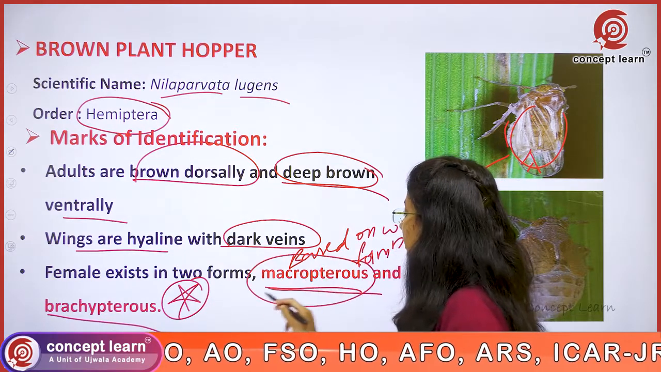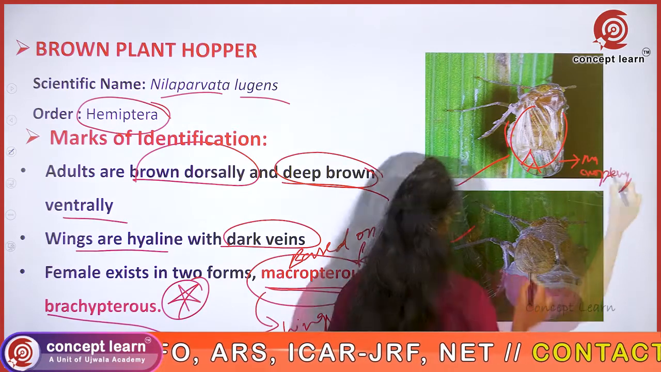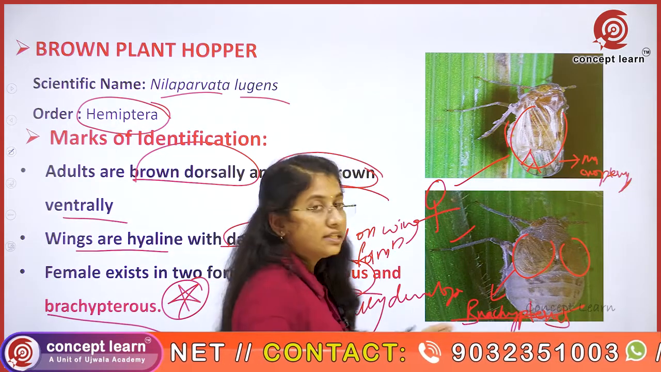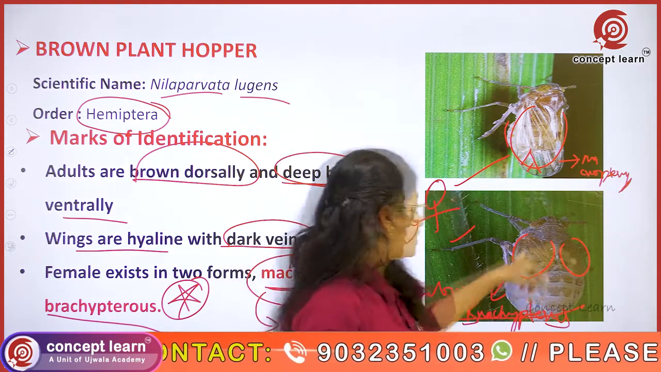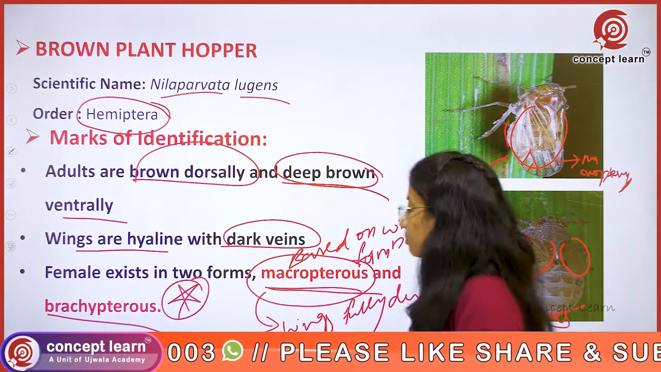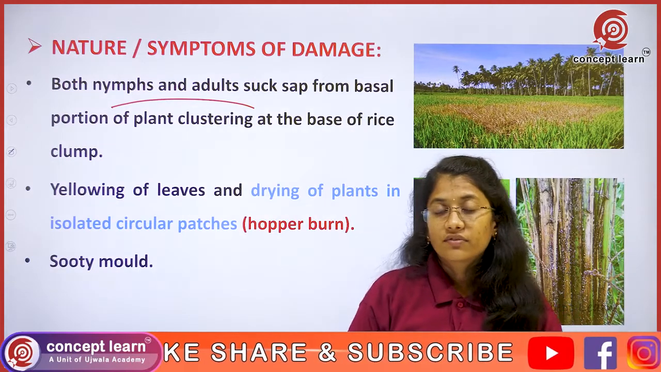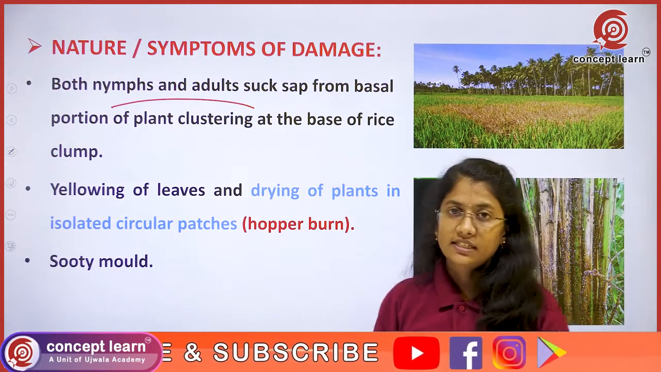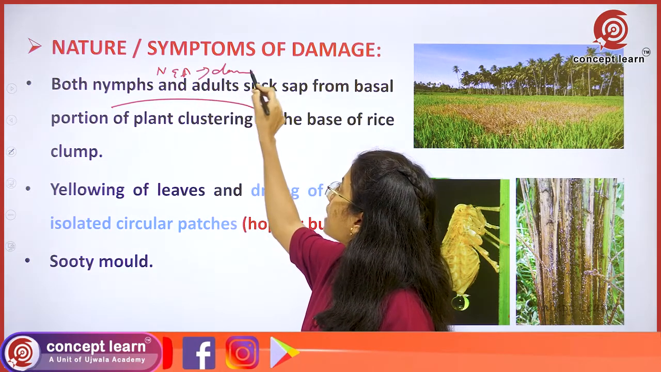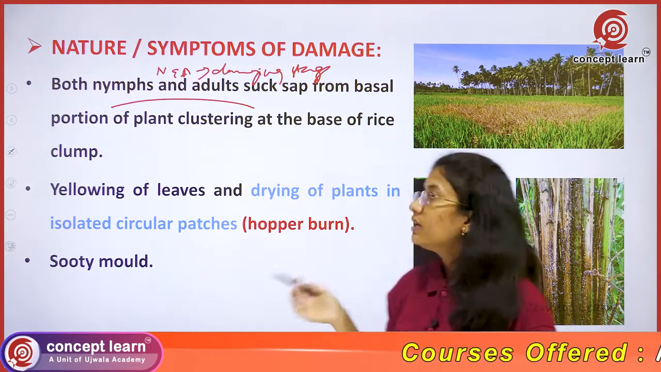Macropterous means fully developed wings, and these are Brachypterous because here the wing development is not complete. Incomplete, that's why the wings are very small in size compared to the Macropterous. In this case, both nymphs and adults are the damaging stage. Both will cause damage to the crop that further results in losses.